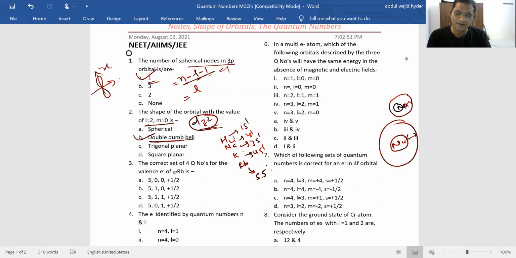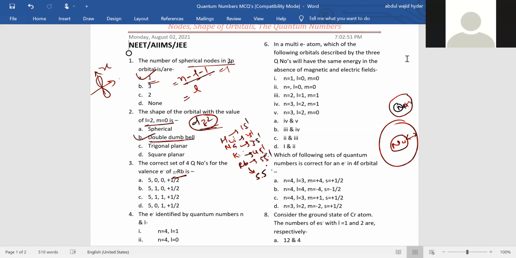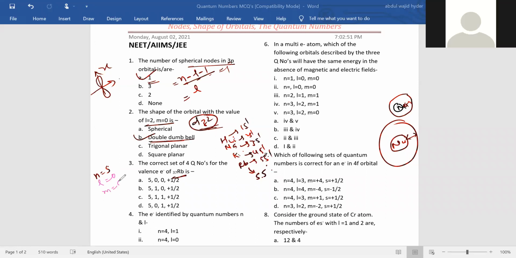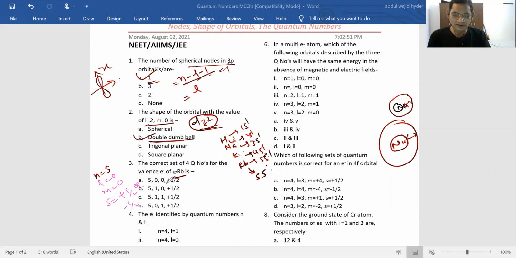I'm talking about the third question. You have to write the four quantum numbers' values of the valence electron of rubidium 37. Hydrogen, lithium, sodium, potassium, rubidium. So this is 1s1, 2s1, 3s1, 4s1, and this one is 5s1. 5s1 means n is equal to 5, L is equal to 0, m is equal to 0, s is equal to plus half or minus half. So this is the only one.